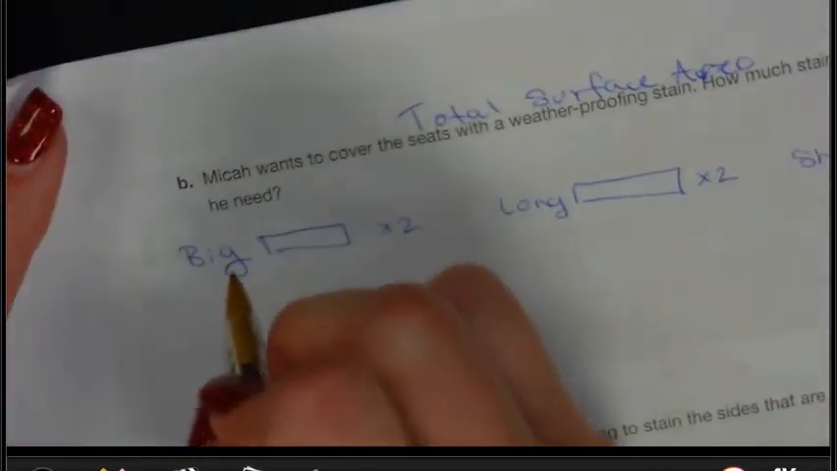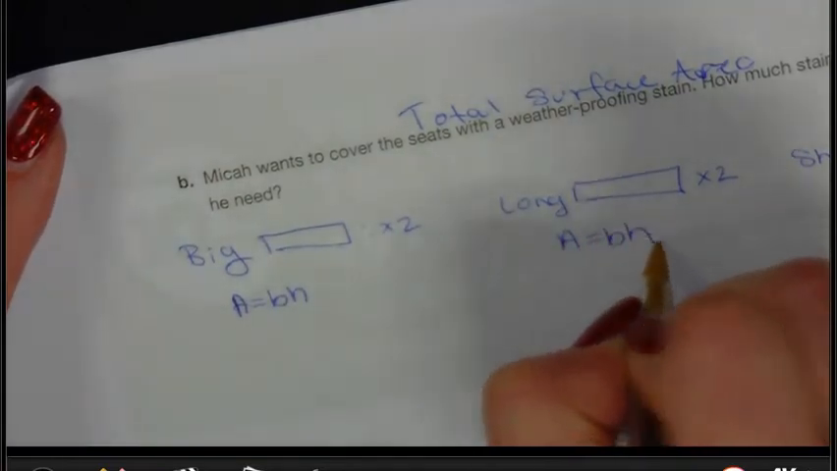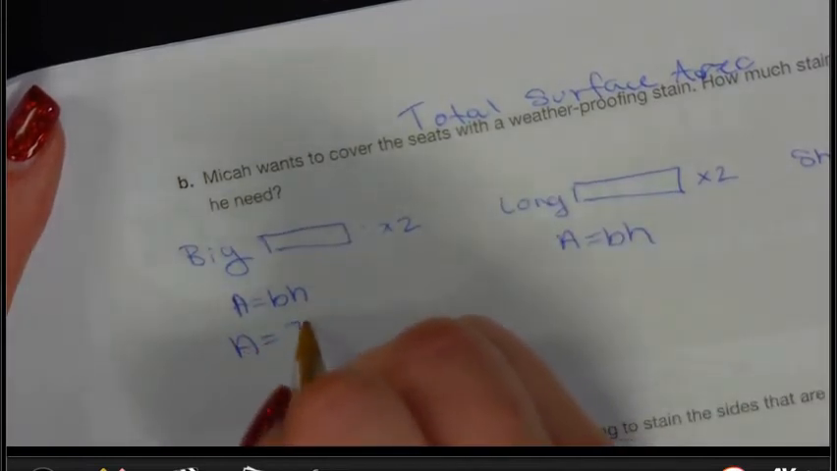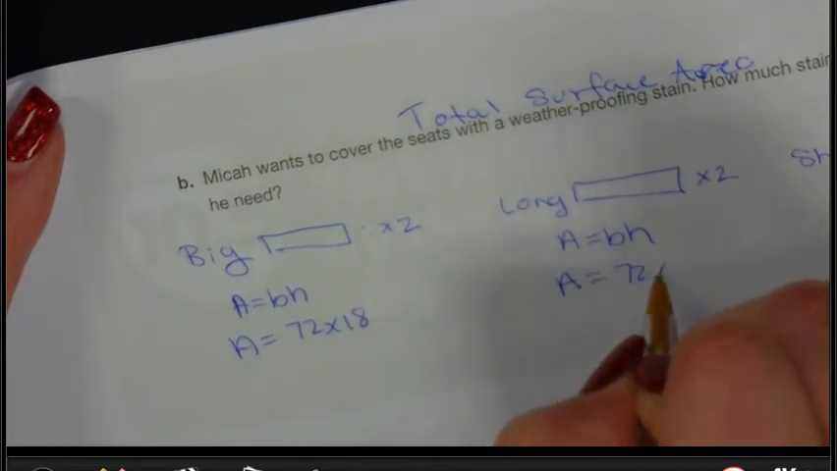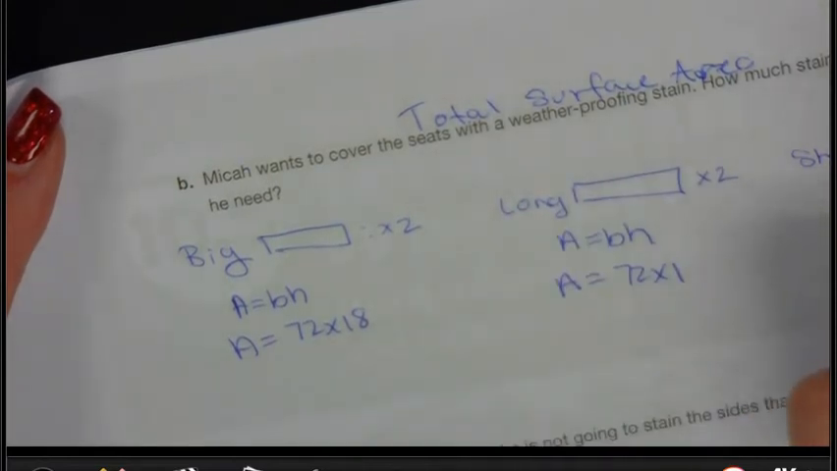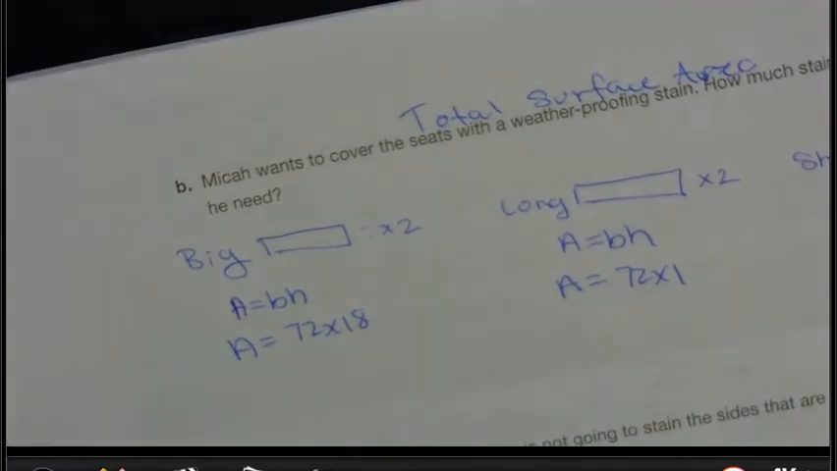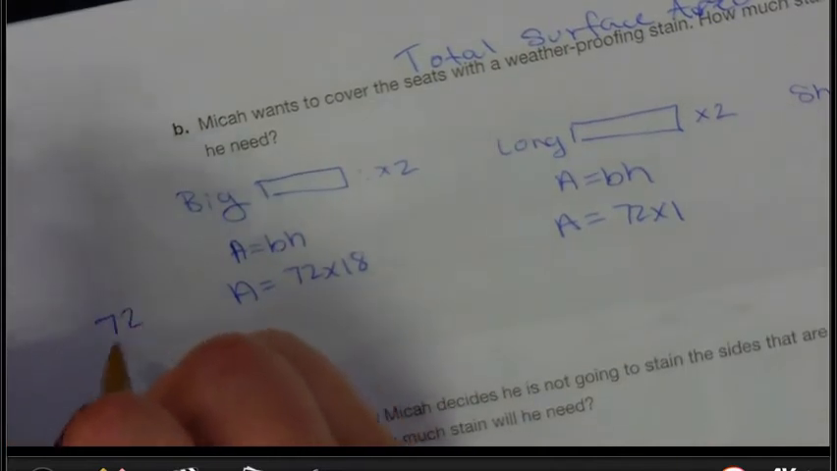So for my really big rectangle, I'm going to have area is equal to base times the height for all of these, because that's how you find the area of a rectangle. For my big rectangle, it's going to be 72 times 18. For my long rectangle, it's 72 times 1. And then for my short ones, it's going to be 18 times 1.